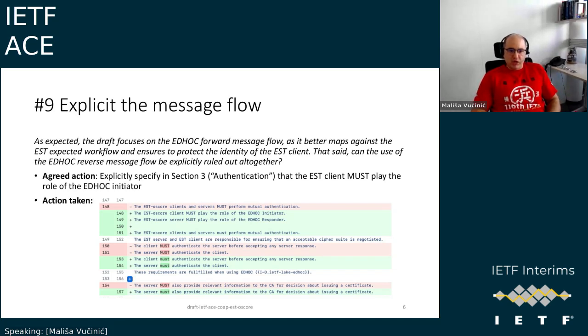So this issue is to make the message flow explicit, where we are forcing the EDHOC initiator to play the role of the EST client, and the EDHOC responder to play the role of the EST server. So this pull request did that. Are there any comments on this?